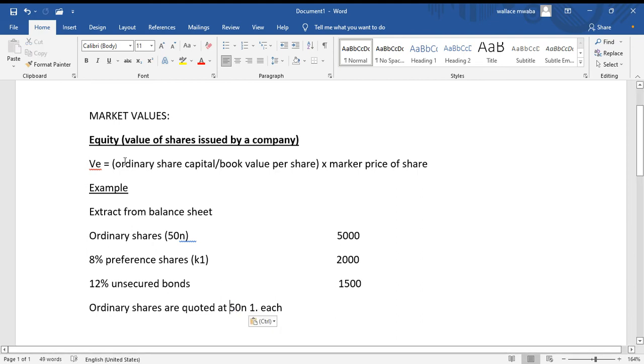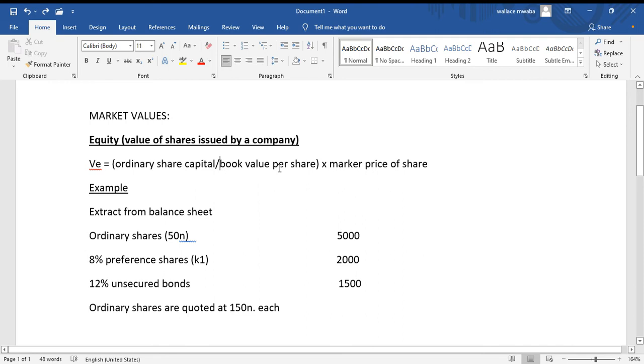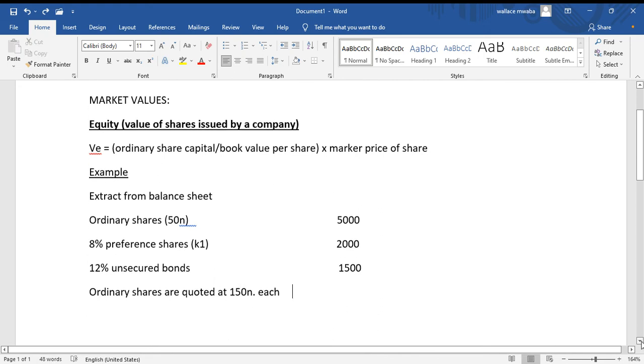So now we have to calculate the market value of equity. As we can see here, the formula for calculating the market value of equity is ordinary share capital, which is this 5,000 here, divided by the book value per share, which is 50 ngwe, then multiplied by the market price of the shares, which we've been given at 150 ngwe. We can leave the answer in ngwe or kwacha. I prefer to leave it in kwacha.